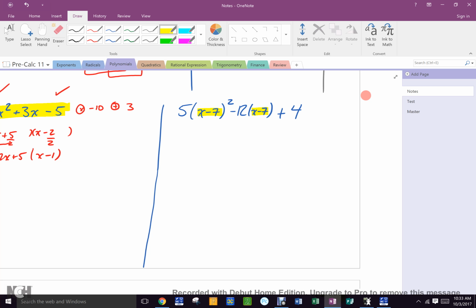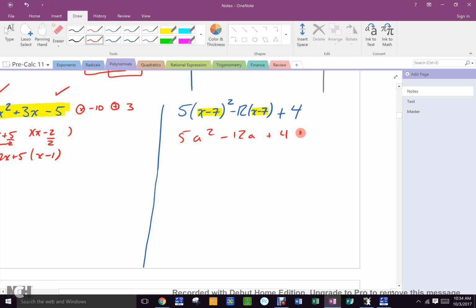The x minus 7 makes it ugly, doesn't it? How can we fix it? Change it to any other letter. Isn't this question the same as 5a squared minus 12a plus 4? Isn't it the same? And we can do this in our sleep, can't we?